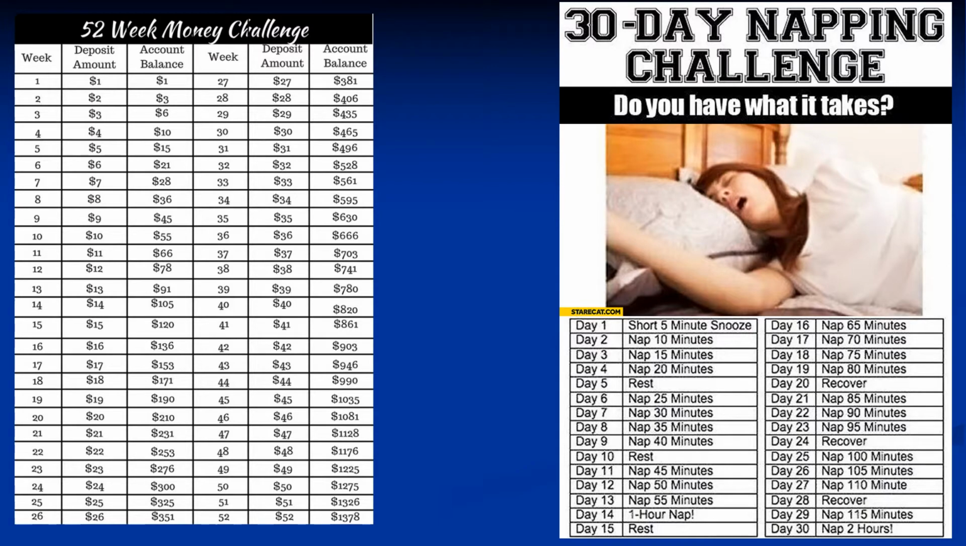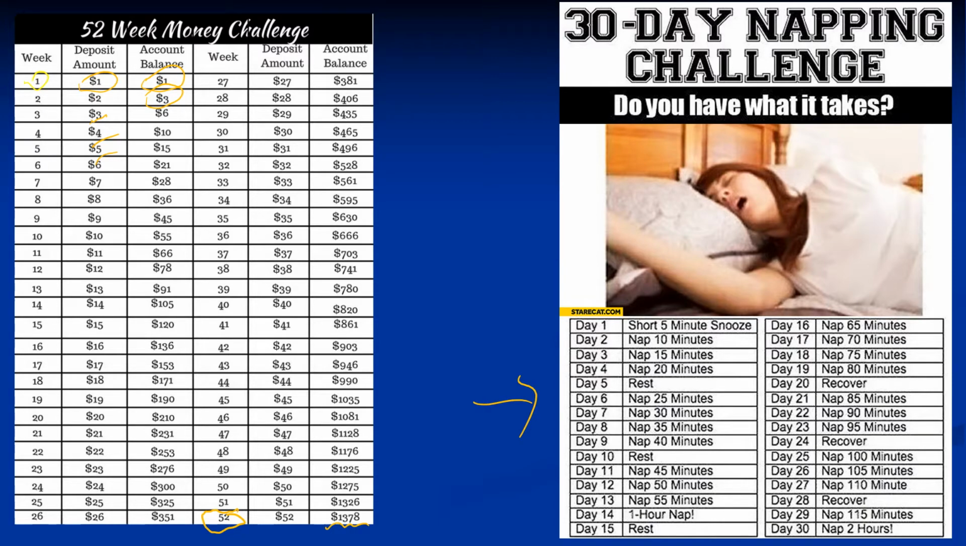So you may come across things like this on the internet. If we have a look here at a 52-week money challenge, in week one you put in $1, so you've got $1 in your bank account. Week two, you put in $2, so you've got 1 plus 2, which is $3 in your bank account. Week 3, you put in 3, week 4 you put in 4, week 5 you put in 5, and so on. You can see that by the end of a year, 52 weeks, putting in $1 extra each week, you've saved a total of $1,378.